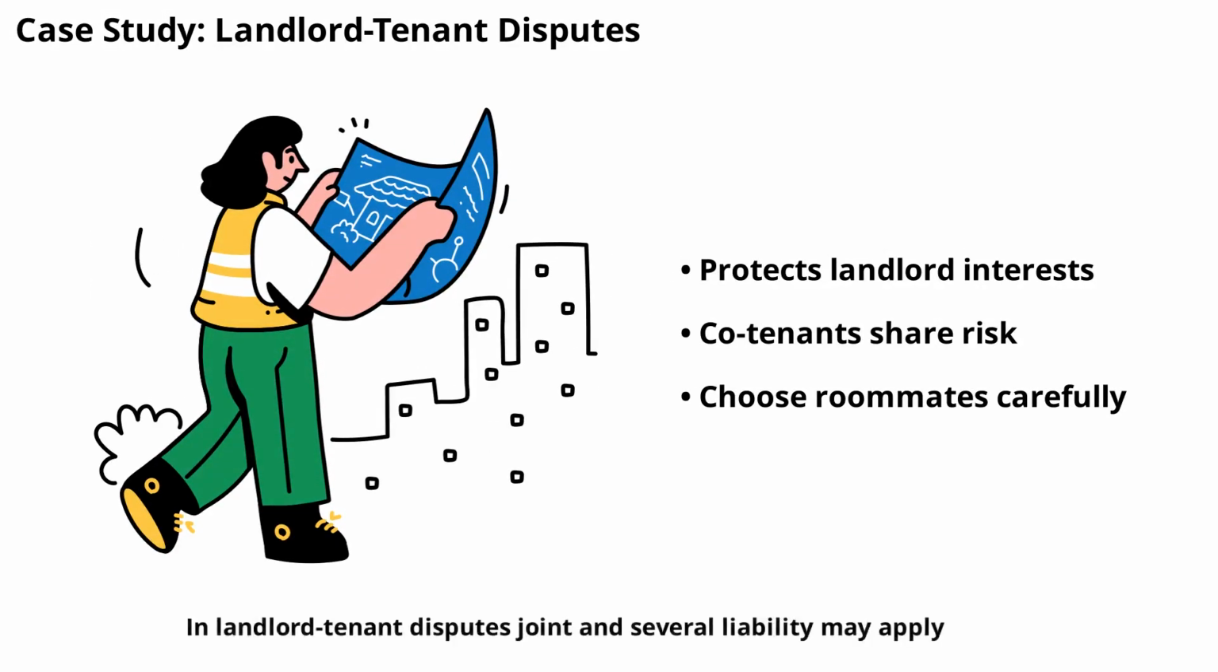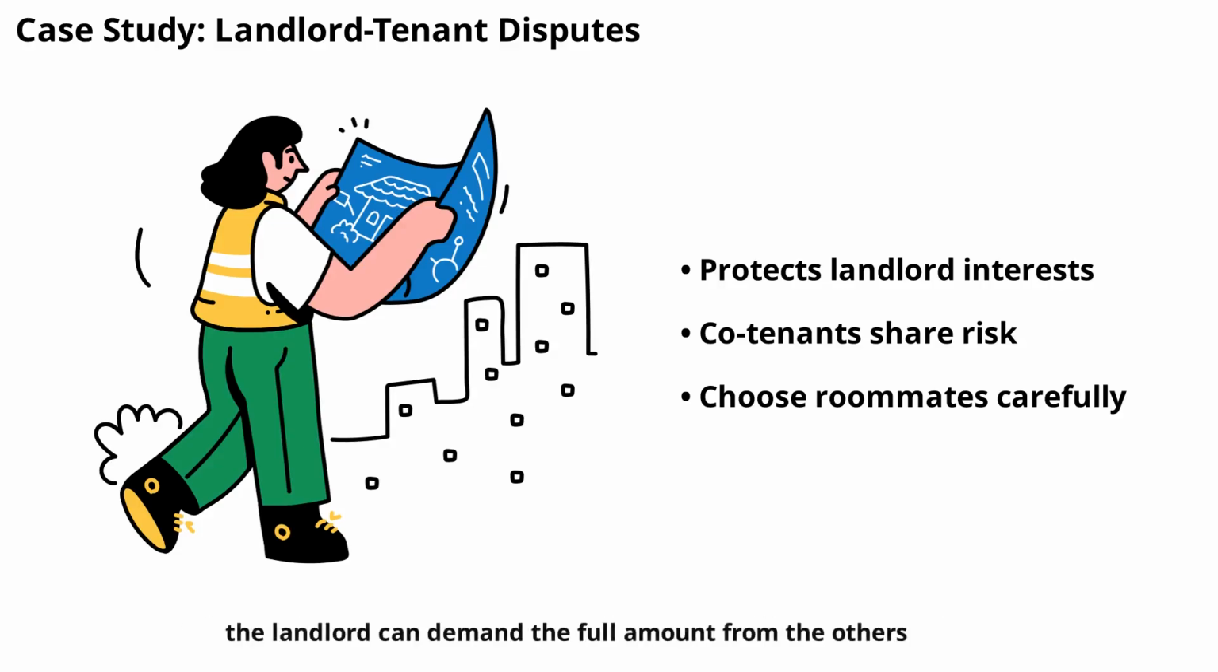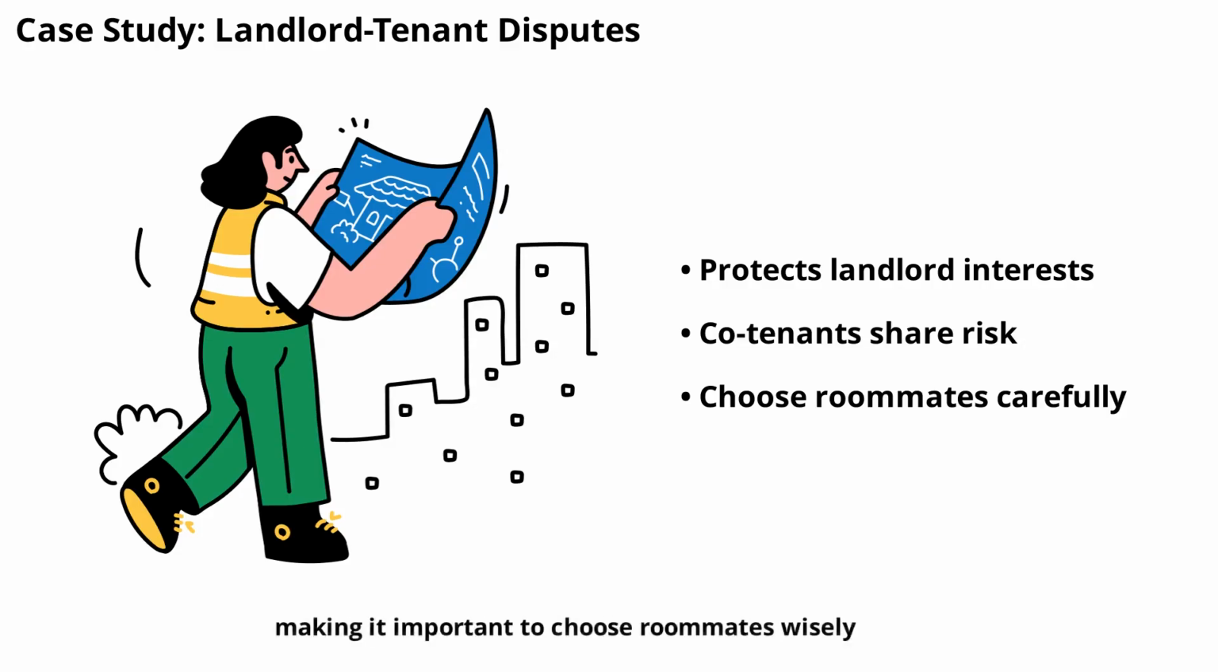In landlord-tenant disputes, joint and several liability may apply when multiple tenants sign a lease. If one tenant fails to pay rent, the landlord can demand the full amount from the others. This protects the landlord's interests but increases the risk for co-tenants, making it important to choose roommates wisely.